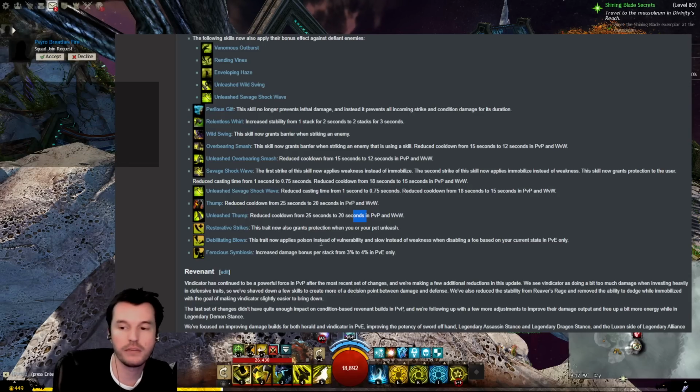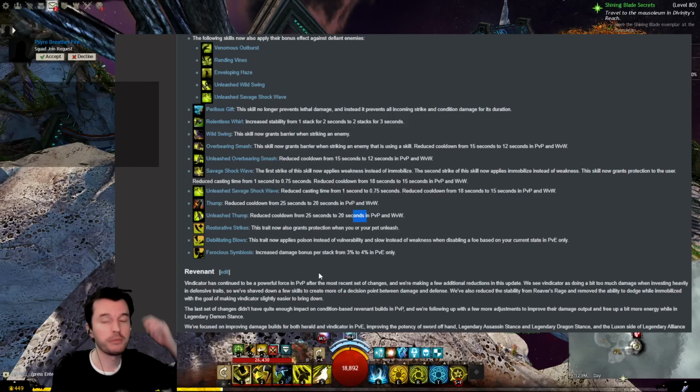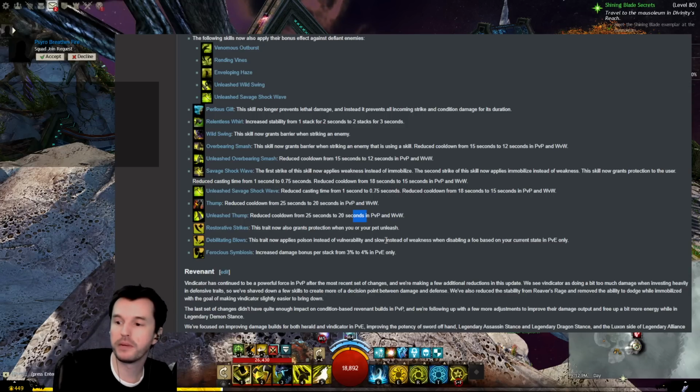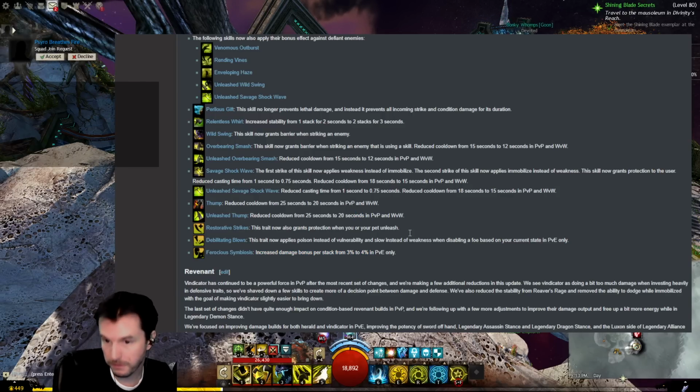They said this would be a slight bump to damage because most of the time in any group in PvE, you've got max vuln on the target without even trying. So now you're getting poison, whereas before you were probably getting nothing out of this. And slow instead of weakness when disabling a foe based on your current state, in PvE only. Ferocious Symbiosis, increased damage bonus per stack from 3 to 4% in PvE only.